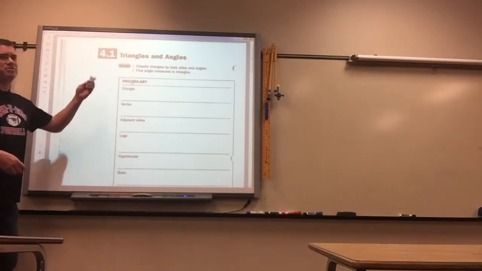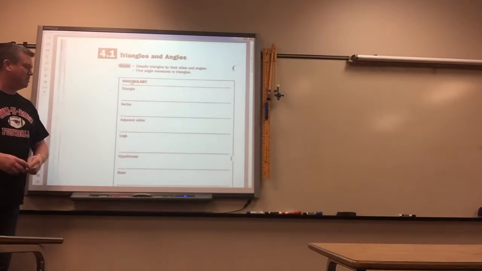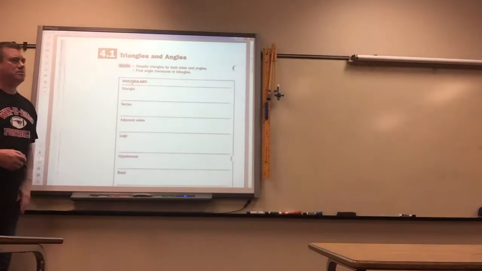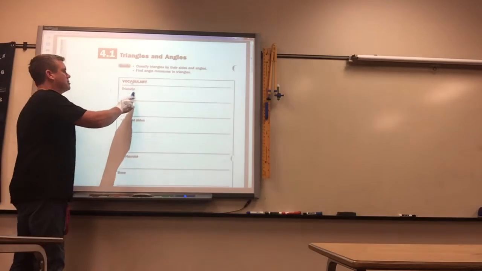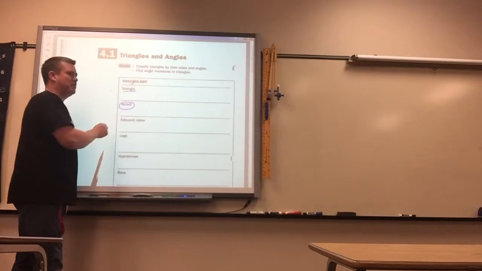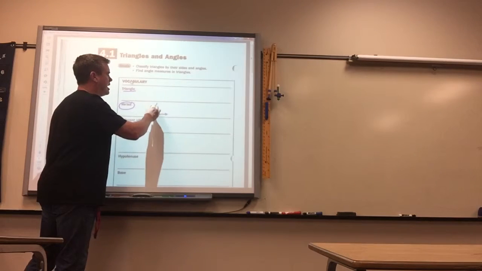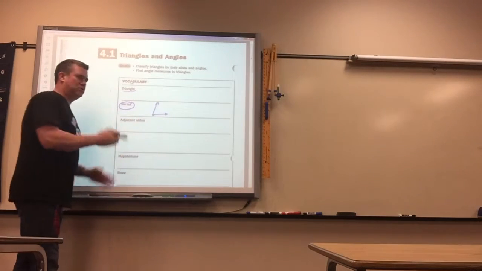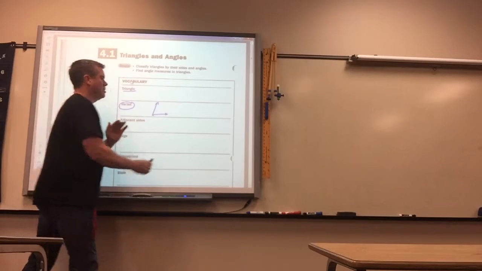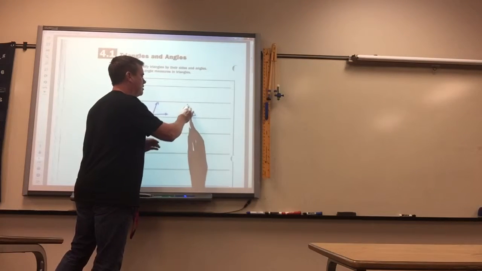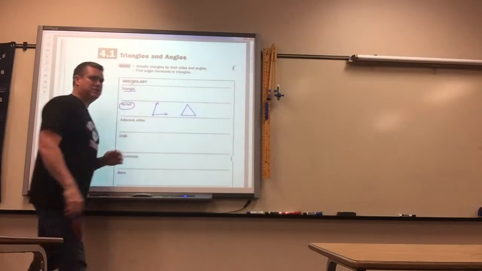Okay, so this is pretty easy. This section is on triangles. Vertex. Everyone remember what a vertex is? Anytime you got an angle where the two sides meet is a vertex. So when you have a triangle, the corners are all the vertices.